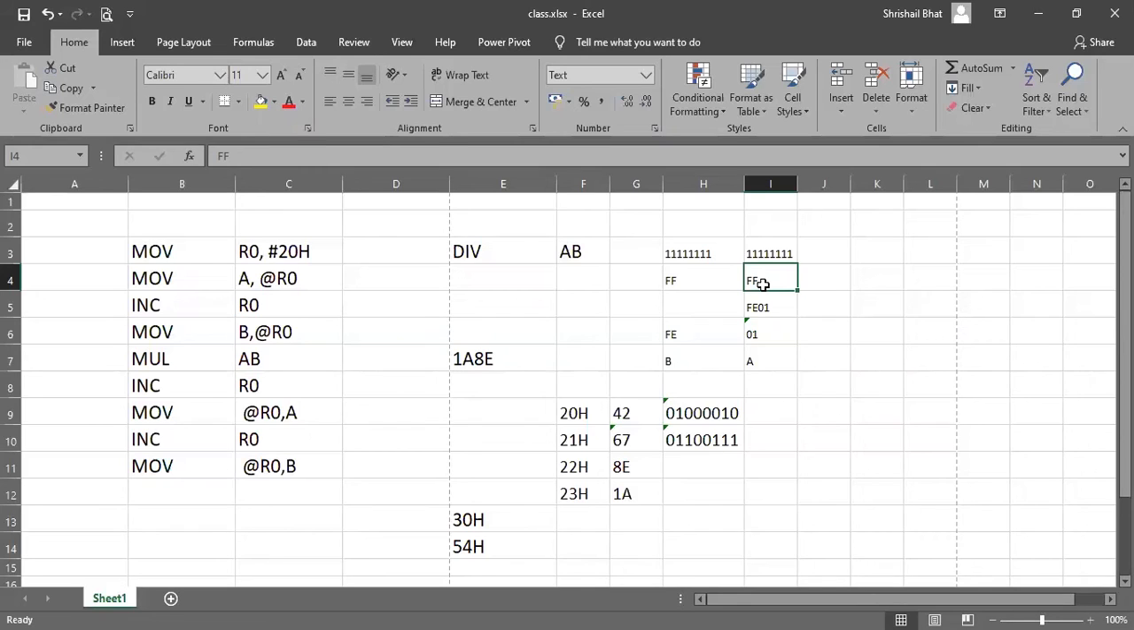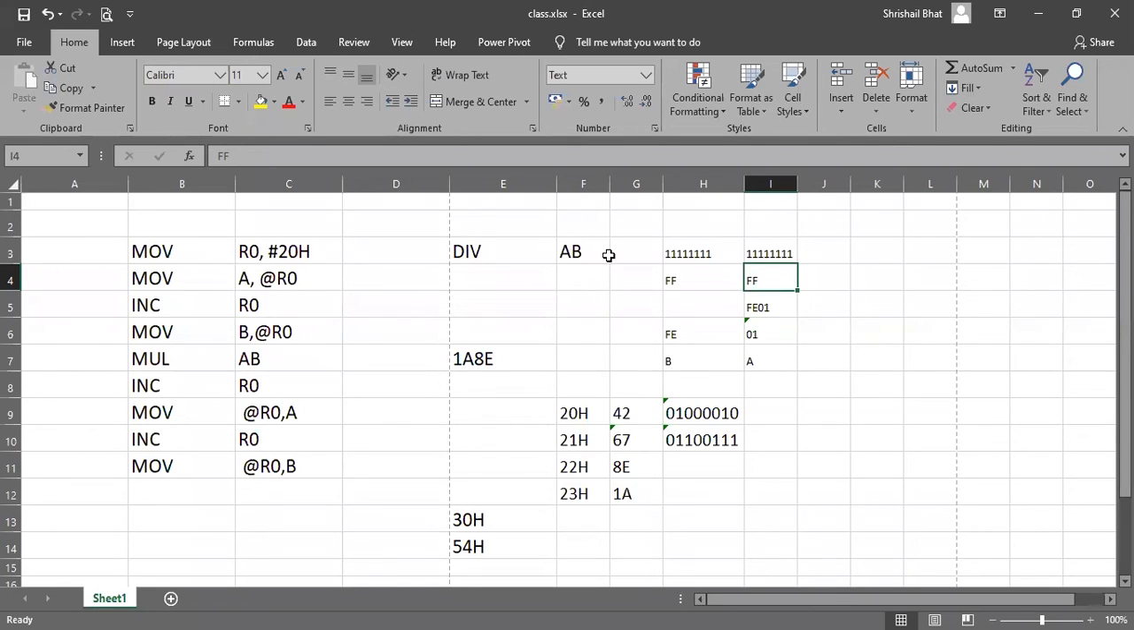For the remainder also, the maximum possible value will again be an 8-bit number, right? So when you divide an 8-bit number by another 8-bit number, you can have an 8-bit quotient and an 8-bit remainder. That 8-bit quotient is stored in register A and the 8-bit remainder will be stored in register B. So that is the fixed thing in division.